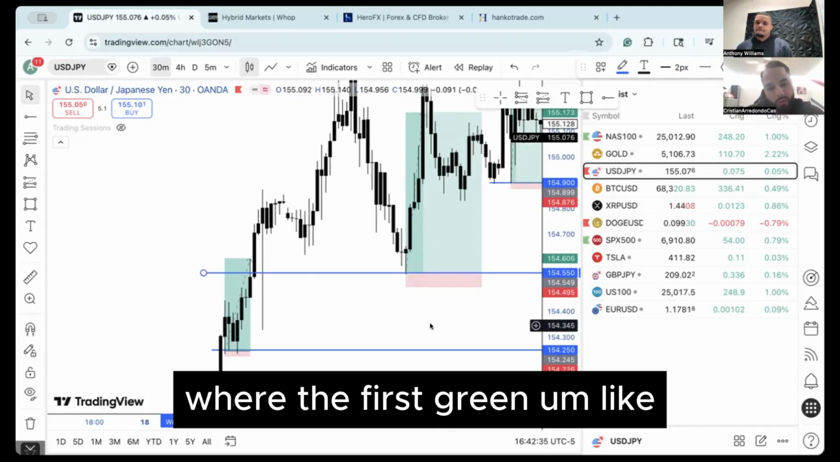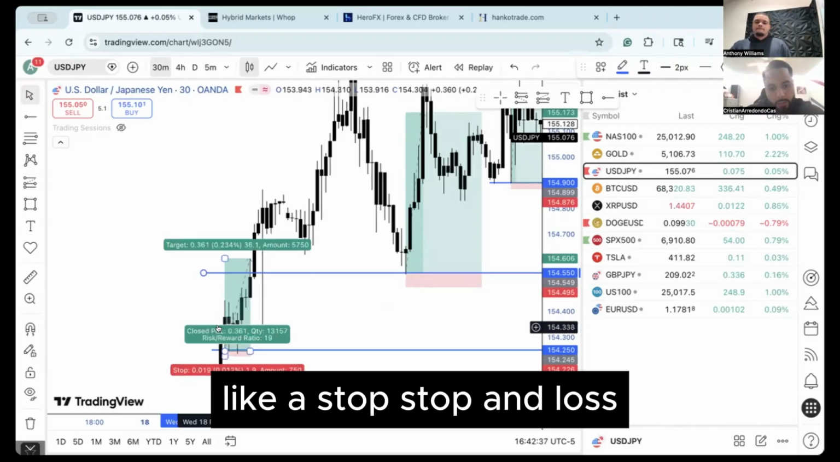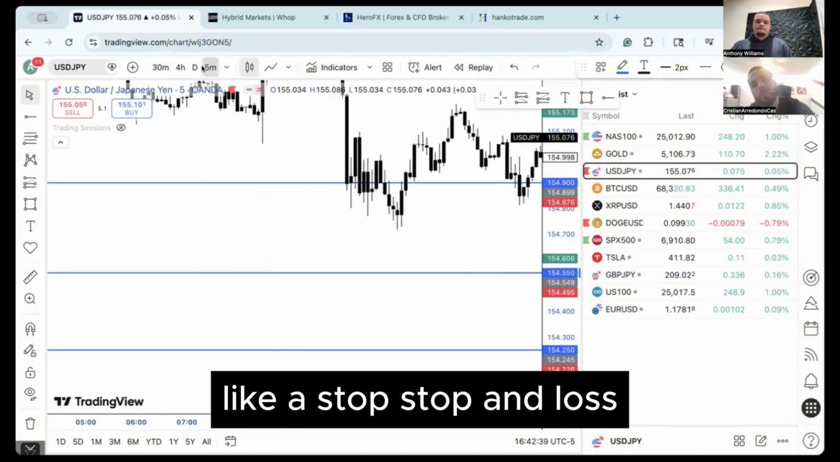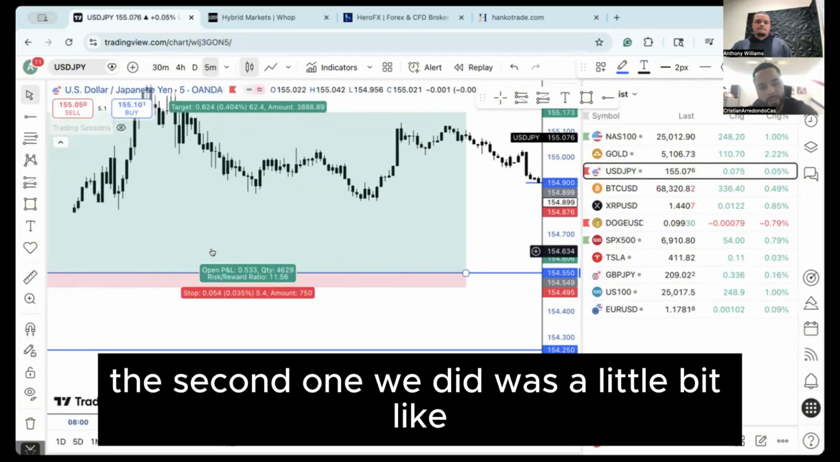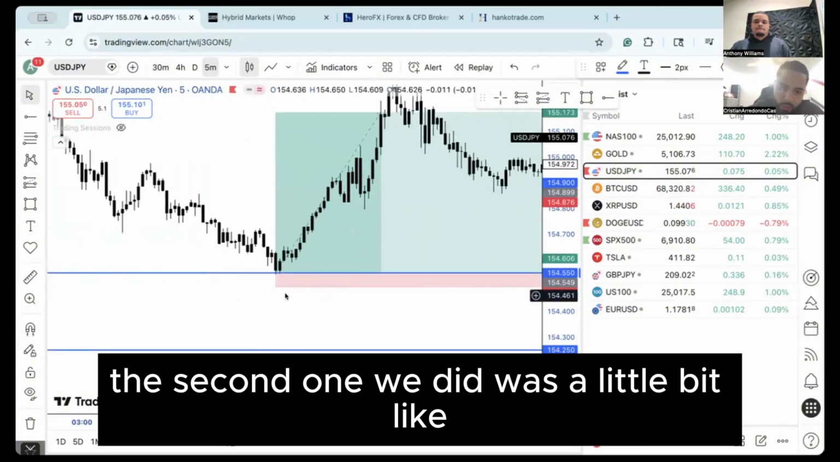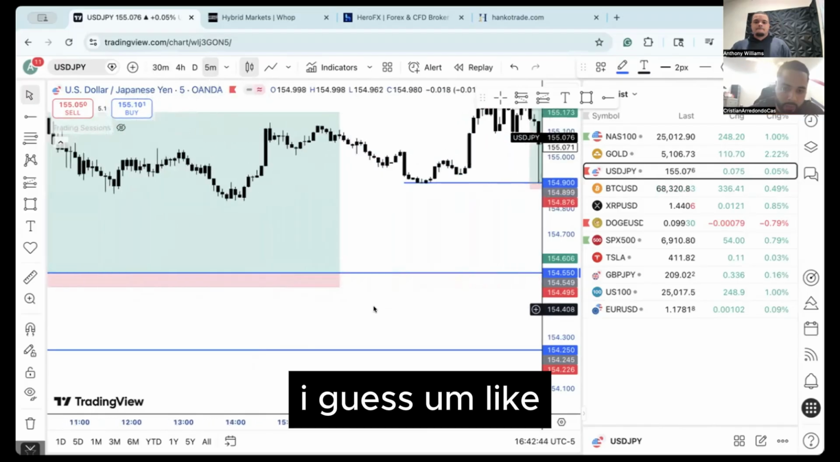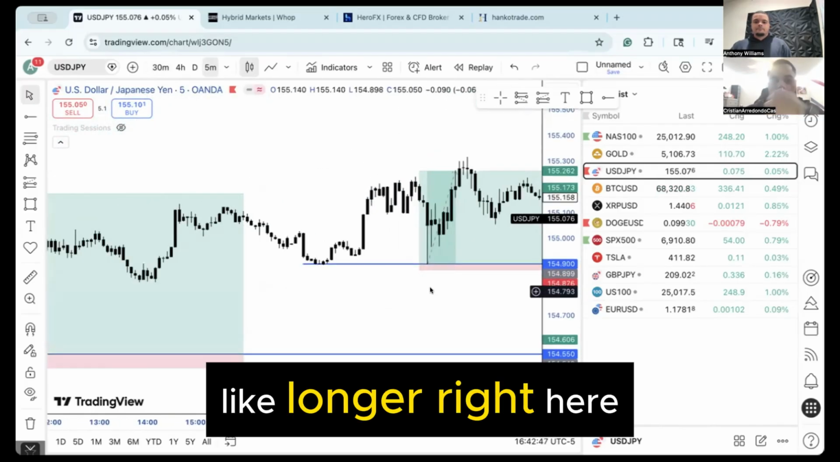But I guess where I'm also lost is that you see the first green stop loss, and then the second one we did was a little bit longer, right here.